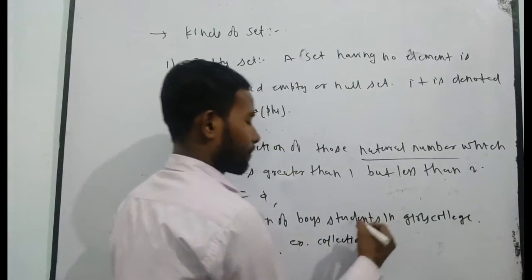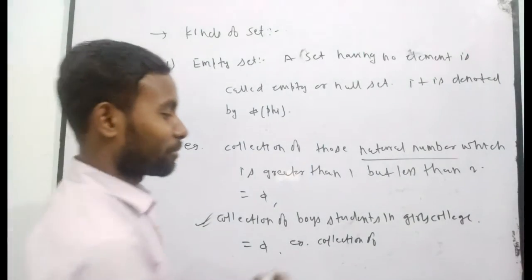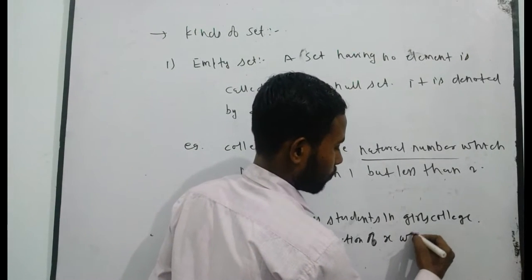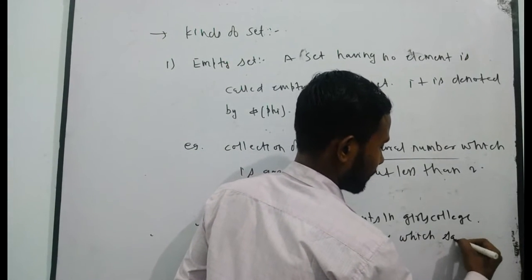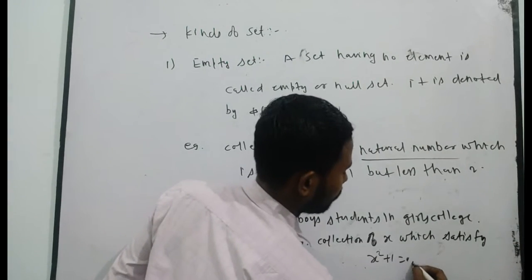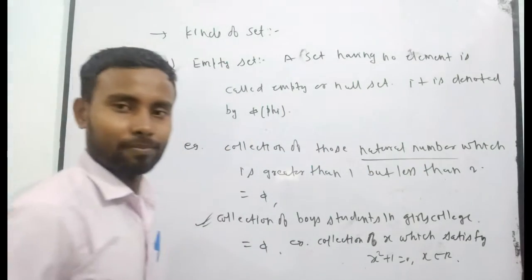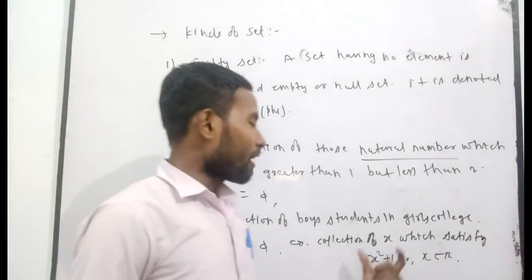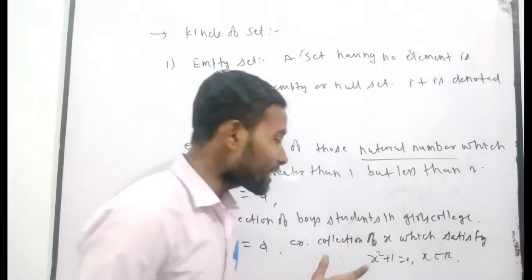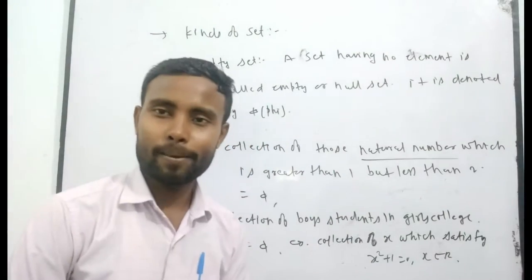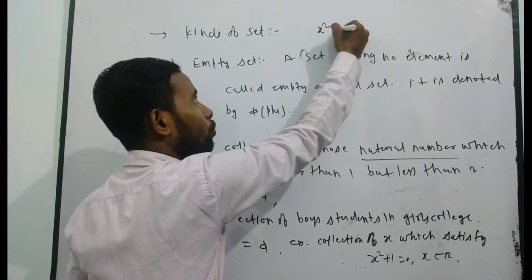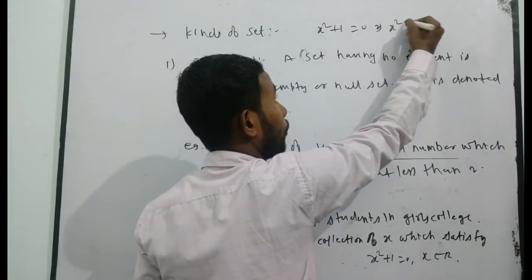Collection of X which satisfy X square plus 1 is equal to 0, where X belongs to real number. Does there exist any X for which it satisfies? No, because as you know, here I have taken X square plus 1 is equal to 0, that implies that X square is equal to minus 1.